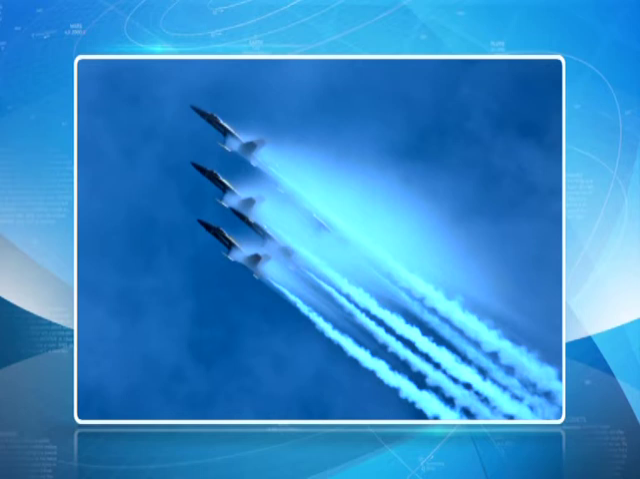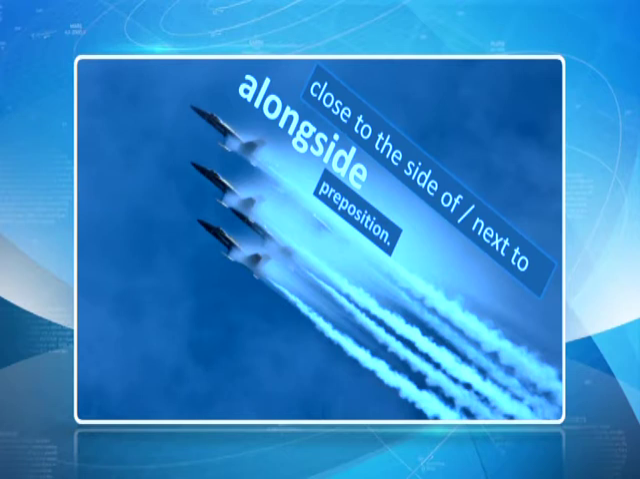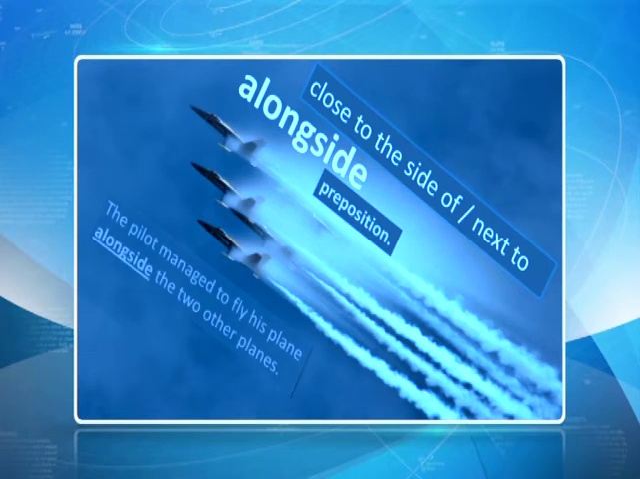Look at the planes. They're all next to each other, right? Alongside. Alongside is a preposition. It means close to the side of, next to. From the picture you can see that the three planes are next to each other, right? Let's read the sentence together. The pilot managed to fly his plane alongside the two other planes.